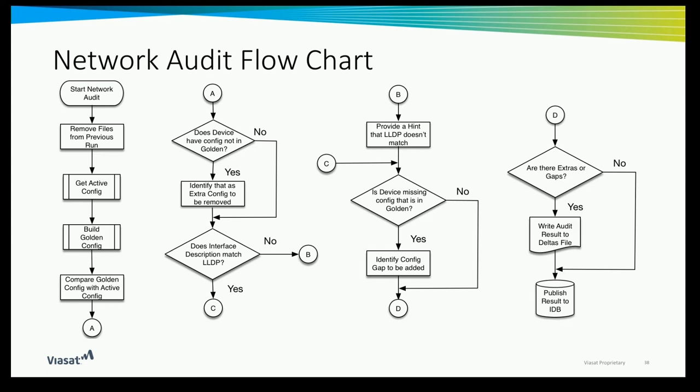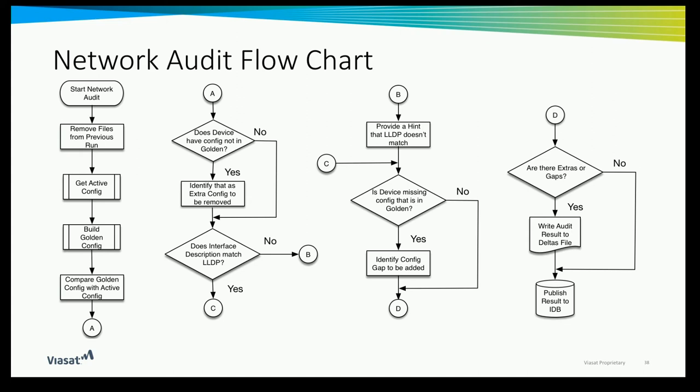If there are interface descriptions and we find that there is LLDP information for that interface, we'll then go and check to see that they match. If there's configuration that's in the golden that's missing from the device, we call that a gap in the config, and so that has to be added to the device's config.